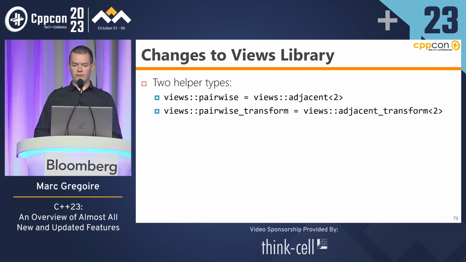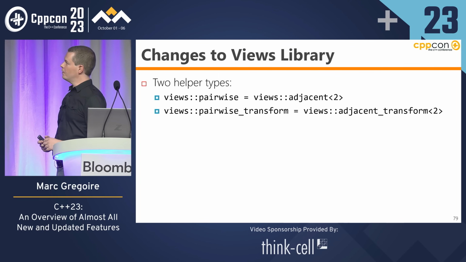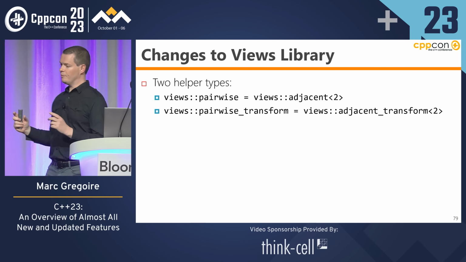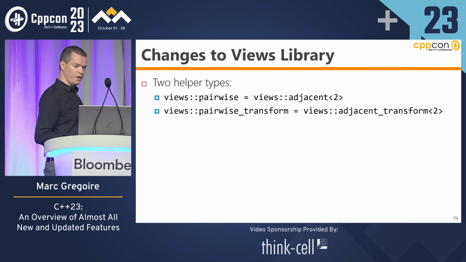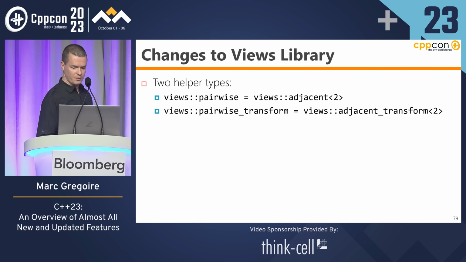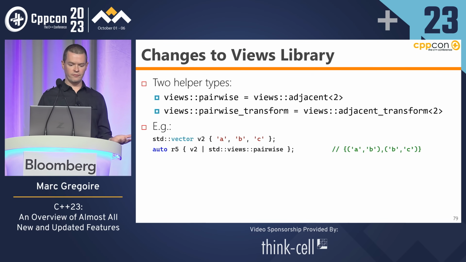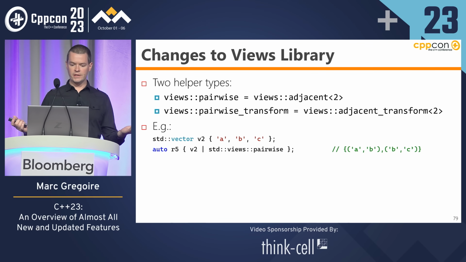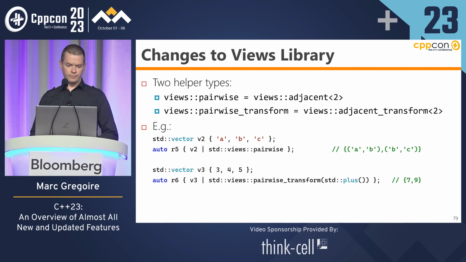Pairwise and pairwise transform. Often you will use adjacent with template argument 2 or adjacent transform with template argument 2. So there are two aliases defined for it, pairwise and pairwise transform. Let's look at another example. Here I have v2, and I just say pairwise. Then I get ab and bc.